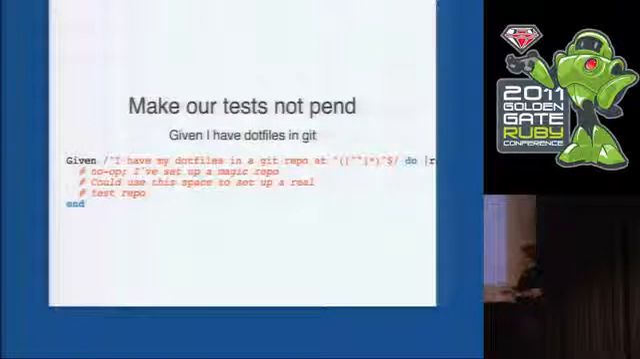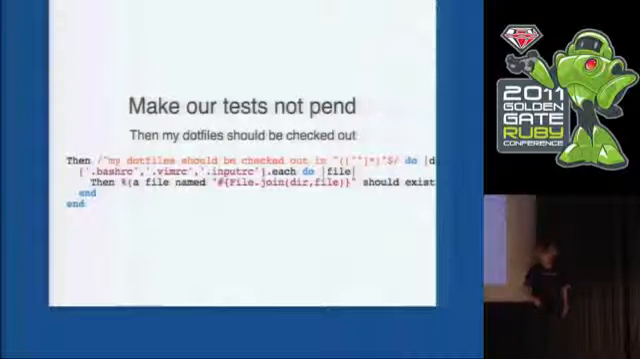Given I have my dot files in a Git repo, well, for the purposes of this demo, I just set up a repo that has everything I need in it. But if you wanted to be really stern, you could set up your repo in here so that it could be really bulletproof. But anyway, I have it set up, so that's kind of a no-op. So checking that the files got checked out.